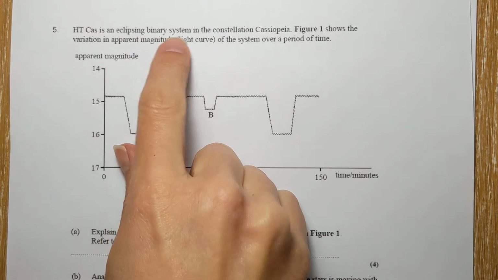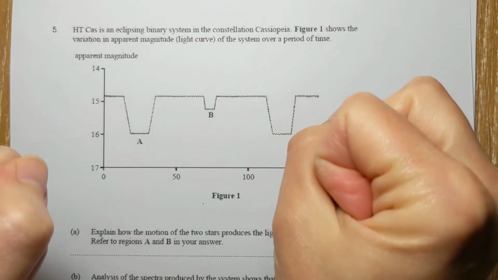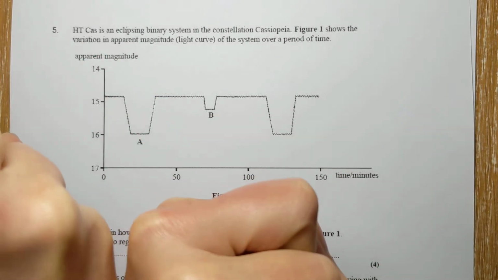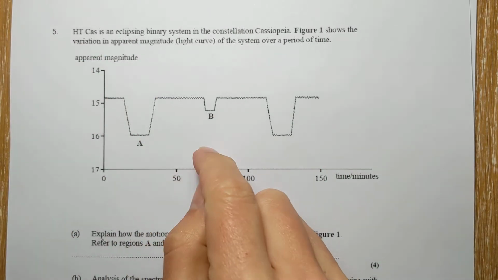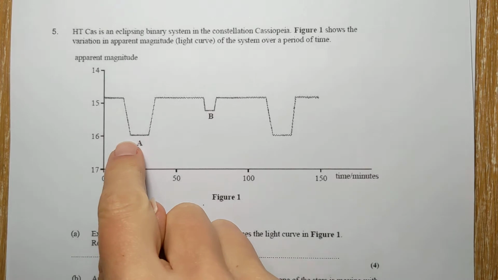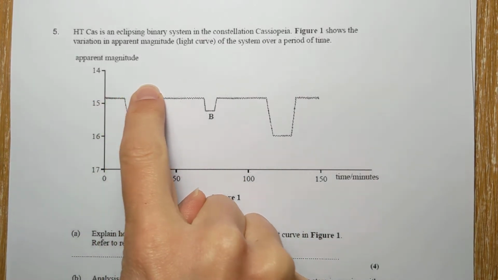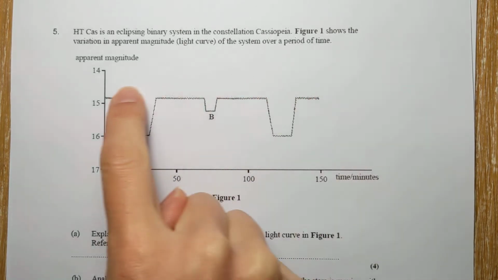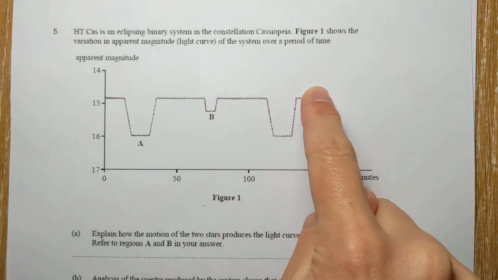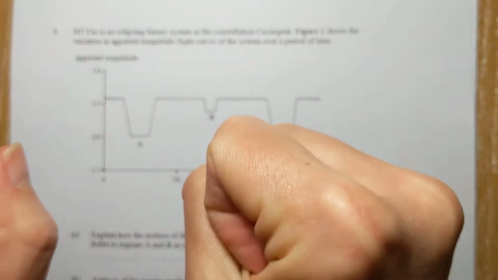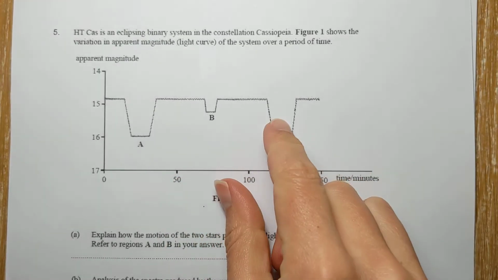We know we've got a binary system, so that means we've got two stars that are orbiting each other, so they're orbiting their centre of mass, and we can see that they must be of different brightness. We've got this maximum brightness here, and so that must be when we're seeing the light from both stars, and so that's when they're sort of side by side, they're not blocking each other.